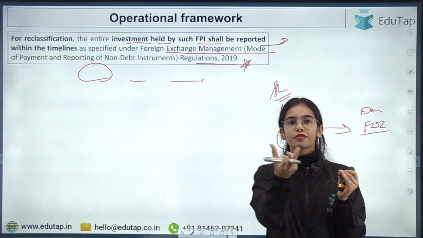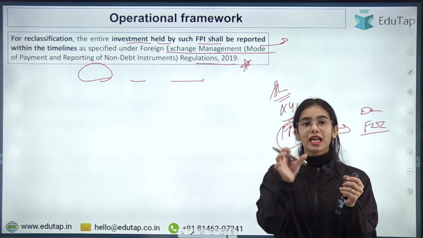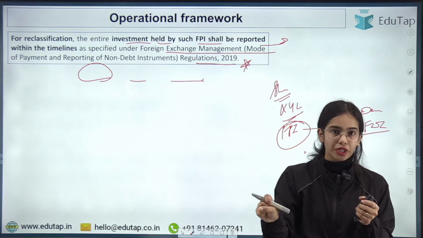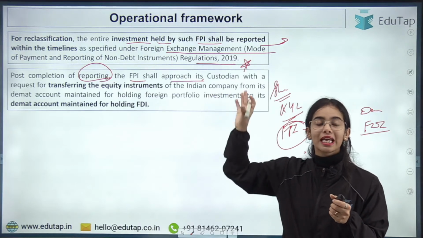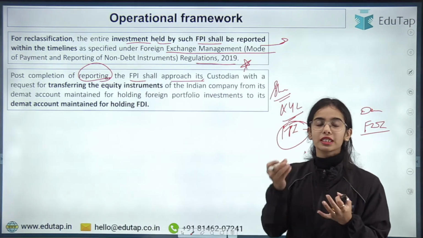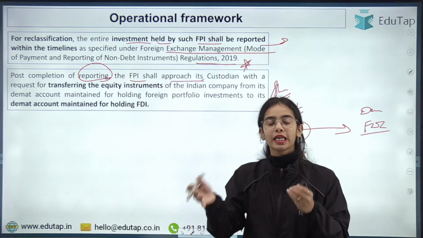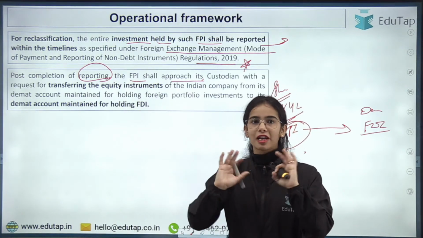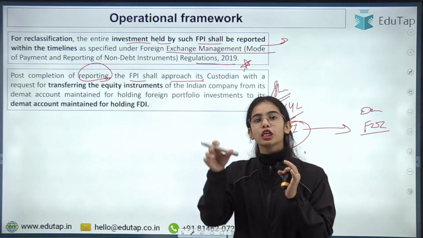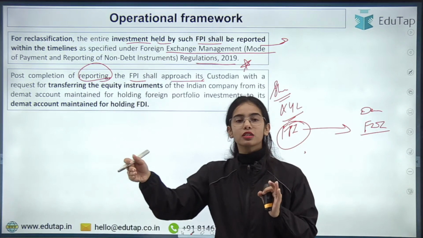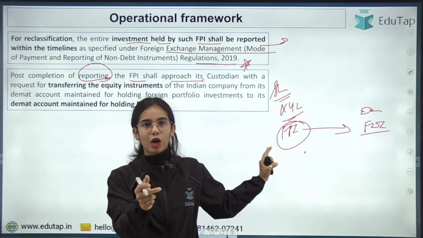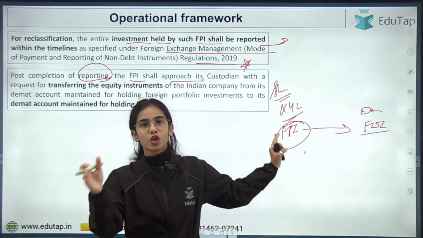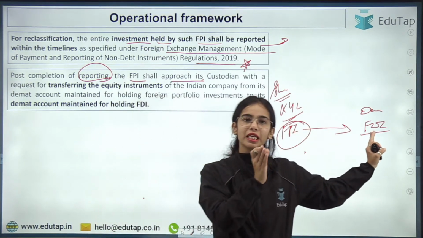XYZ company that this foreign portfolio investor has, and after the freezed shares are reported as per the regulations, then after the reporting, the FPI will approach its custodian that now you can convert because I have got the approval, because I have done the reporting. So now you can transfer the shares that are freezed in the portfolio account. You can transfer the shares of the XYZ company to the FDI demat account.